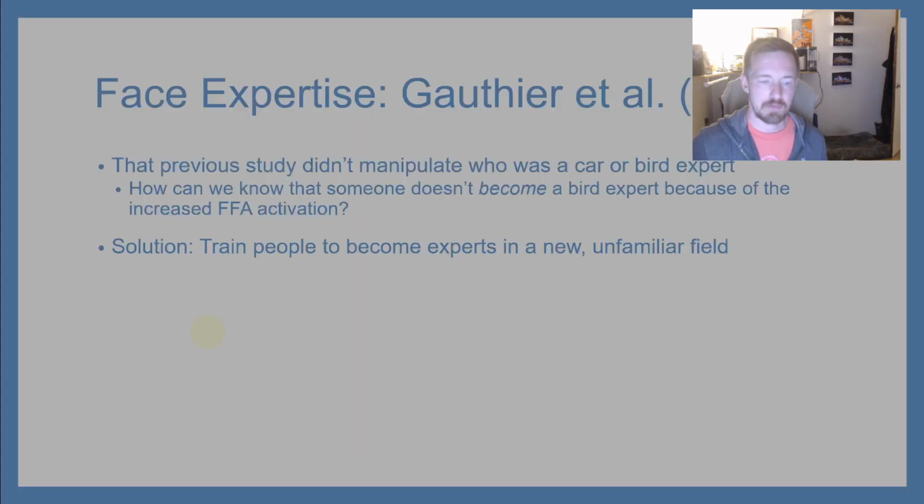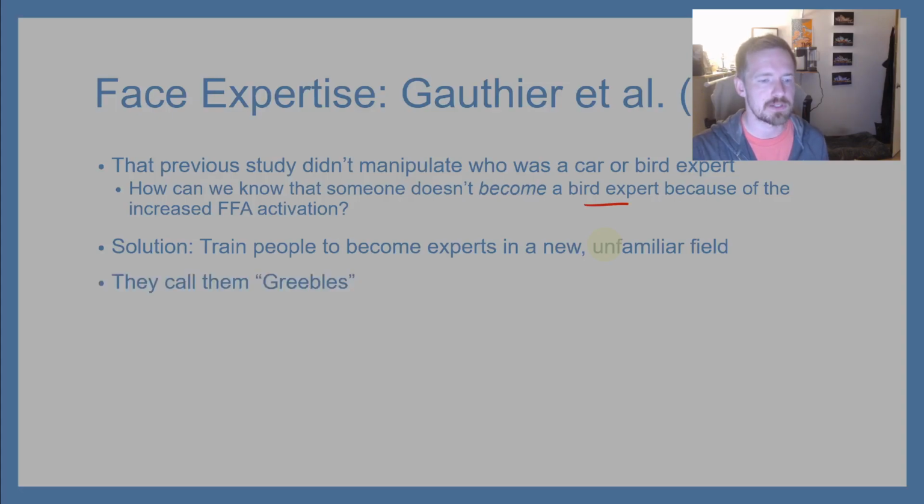So that brings us to this study right here, where, again, Gauthier and colleagues realized this problem with the other experiment, so they were like, we need to be able to randomly assign people to a group so that we can establish cause and effect. So they wanted to have a genuine experiment. So instead of finding people who were already experts, they decided to come up with an experiment where they could train people to become experts in a field. How exciting, right?